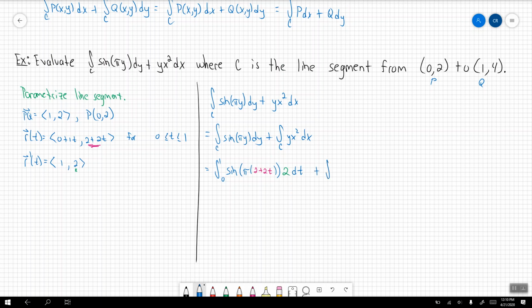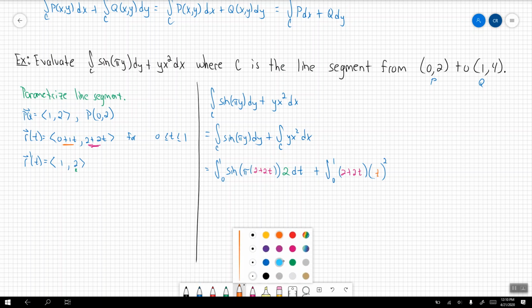Plus, the curve once again goes from 0 to 1. The y component that we're using, again, is that 2 plus 2t. All right, that's for the y component. The x component we're using is just 1t. That's this piece right here. So that's just t, there we are. And that's going to be raised to the power of 2. And then we need to insert here the differential with respect to x. The differential with respect to x, that was this piece here, so that's just multiplied by 1. And then that's still dt. There we are.